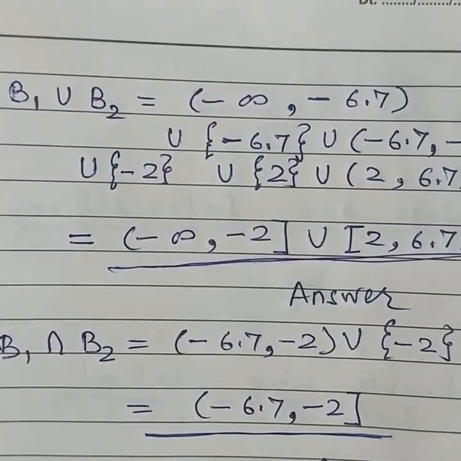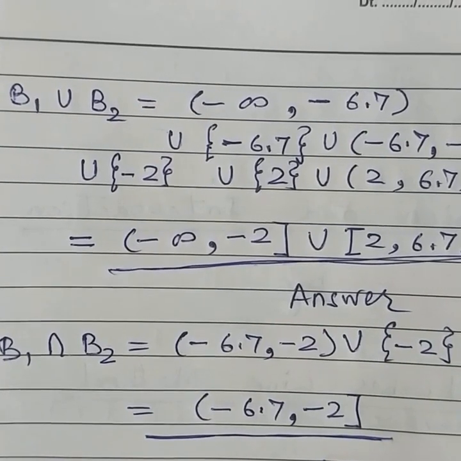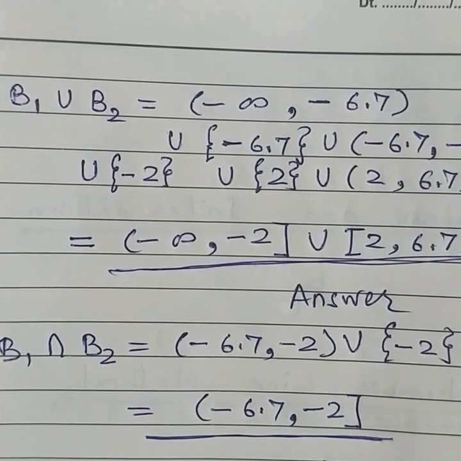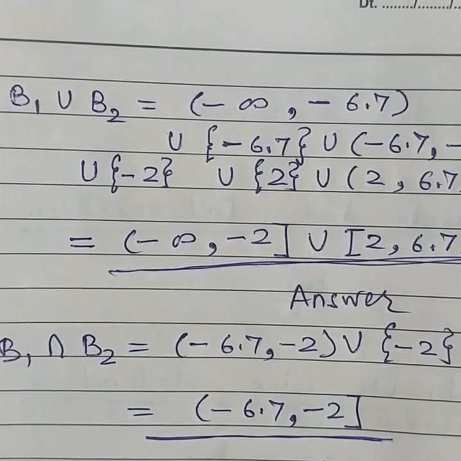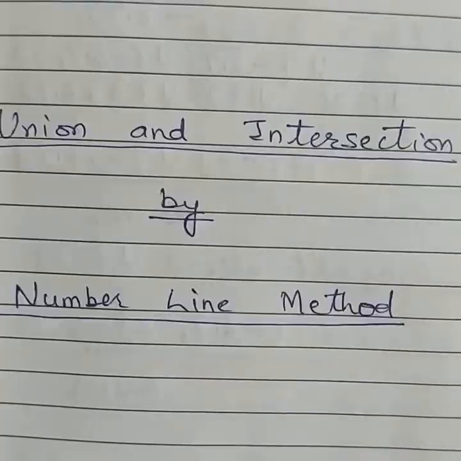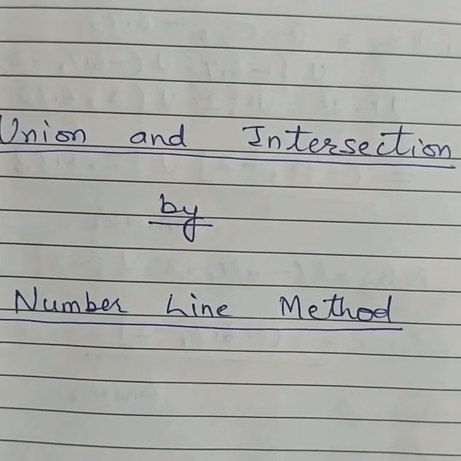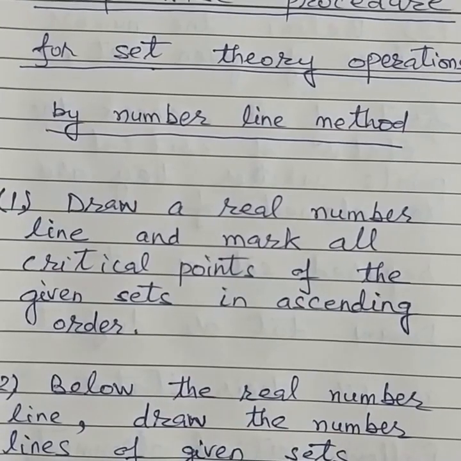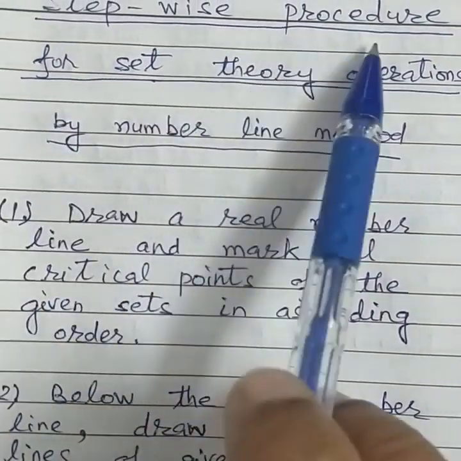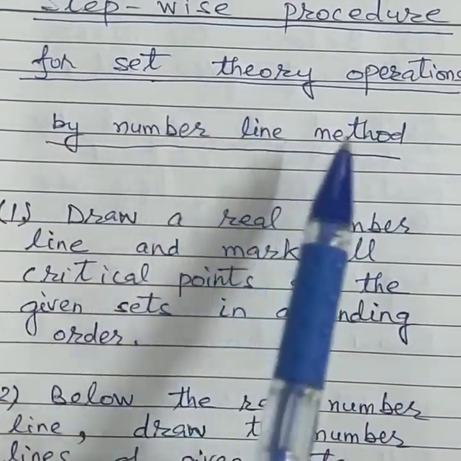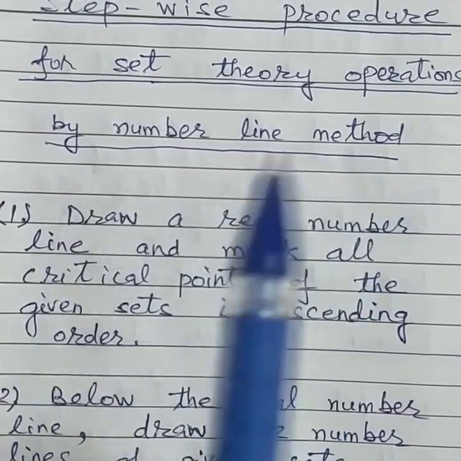You can see that the tabular method is quite lengthy. As the number of critical points increases, it becomes more tiresome. By number line method, we can carry out set theory operations with ease and in less time. Let us enumerate stepwise procedure for set theory operations by number line method.